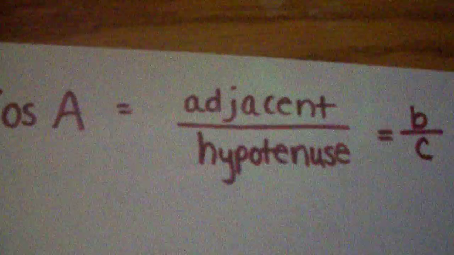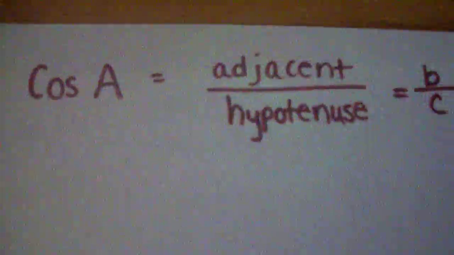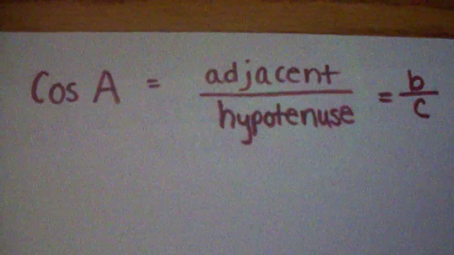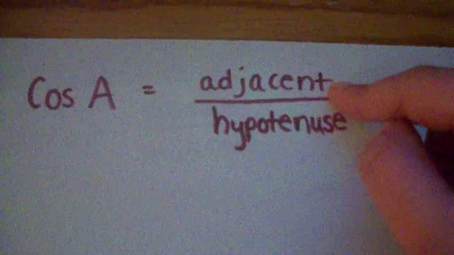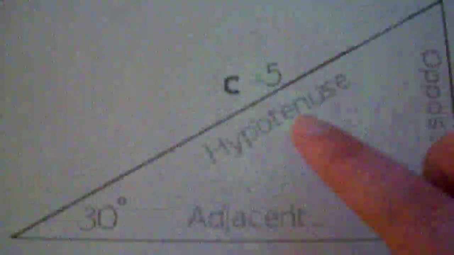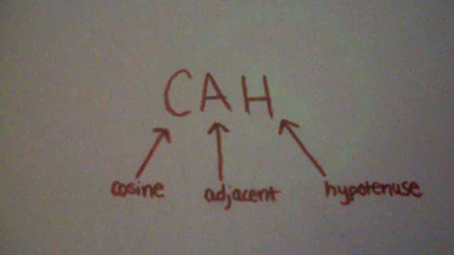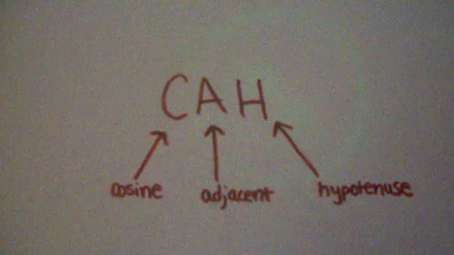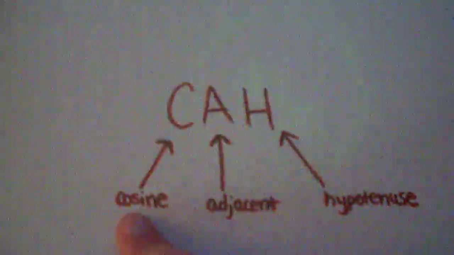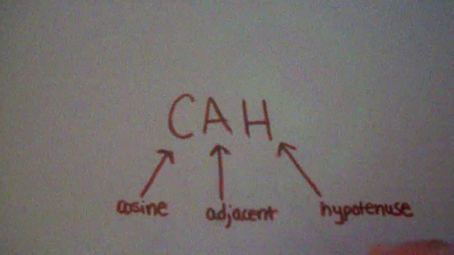Next is cosine. The cosine of an angle such as angle A is the ratio of the length of the adjacent side to the length of the hypotenuse, which in the diagram are labeled B and C respectively. An easy way to remember cosine equals adjacent over hypotenuse is the acronym CAH. C is for cosine, A is for adjacent, and H is for hypotenuse.